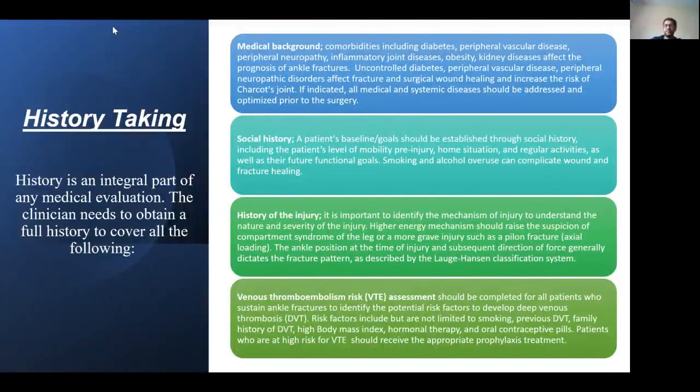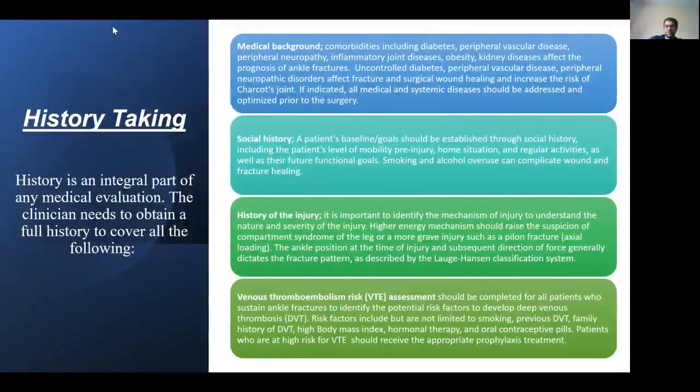Uncontrolled diabetes, peripheral vascular disease, and peripheral neuropathy disorders affect fracture and surgical wound healing and increase the risk of Charcot joint. So if indicated, all medical and systemic diseases should be addressed and optimized before surgery.